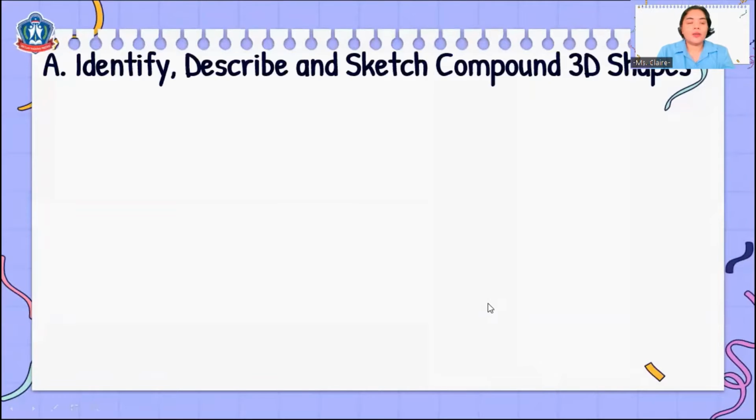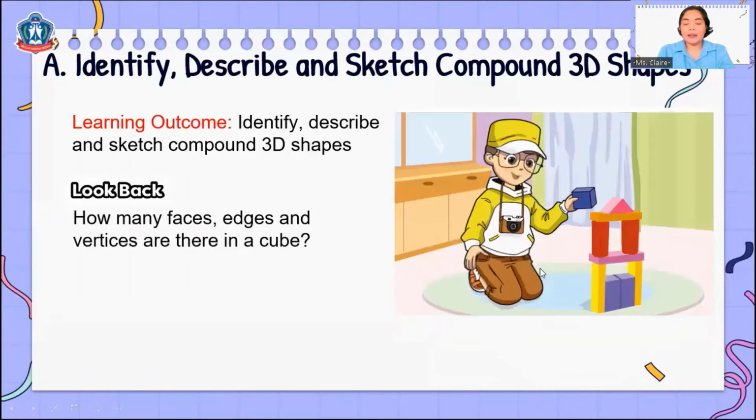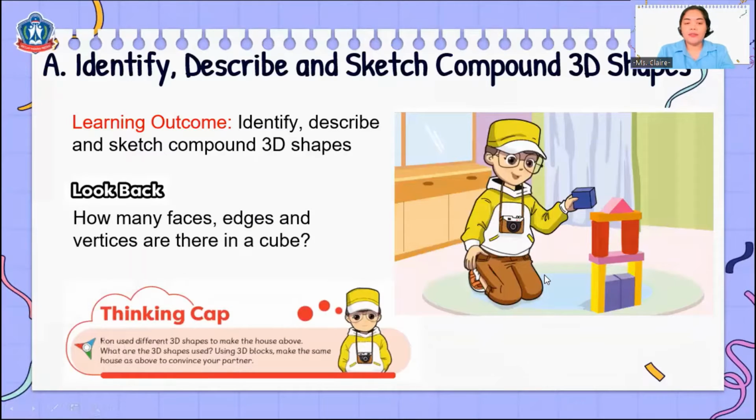Okay, let's start with Lesson 1. The learning outcome is to identify, describe, and sketch compound 3D shapes. Look at this child. This is Ron. Ron used different 3D shapes to make the house above. What are the 3D shapes he used? Using 3D blocks, make the same house as above to convince your partner.